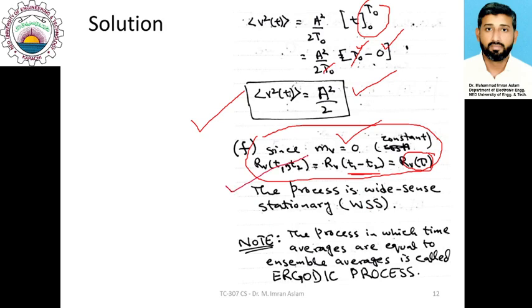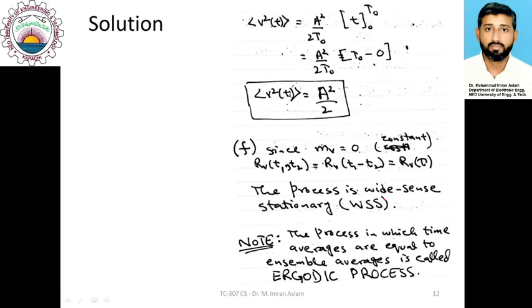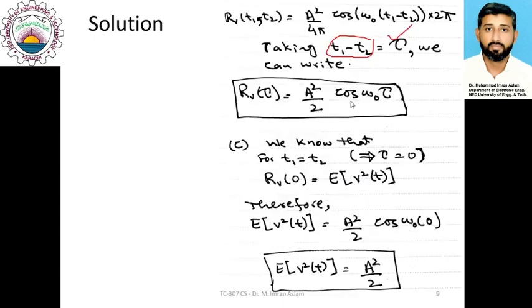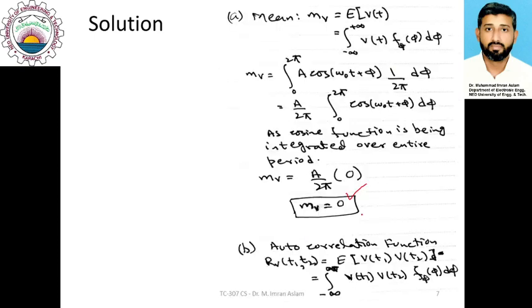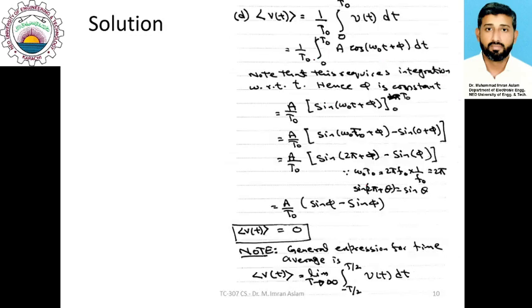So we can conclude that this random process is actually a wide sense stationary process. At this stage, I want to mention another important thing: we have calculated the values here. You can see that the ensemble average which is given here is actually equal to the time average. The mean value that we calculated here and the time average that we calculated in part D, both are 0.